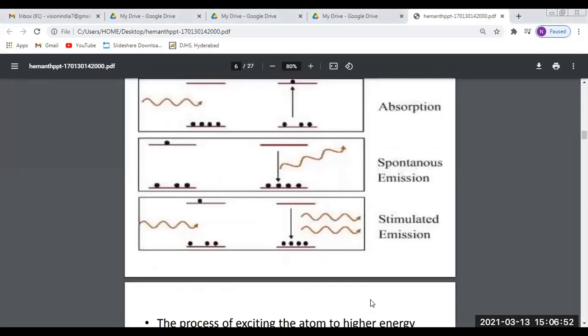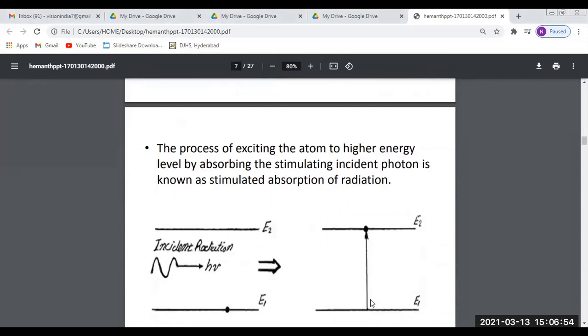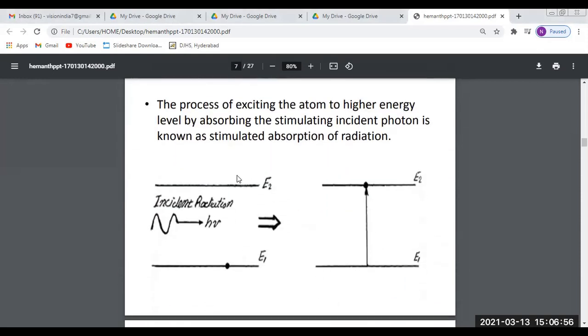So now as we move to the next one, see, you can just see the sentences, what is actually the stimulated absorption of radiation. We just discussed in the last slide the process of exciting the atom to the higher energy state, or we say higher energy level, by absorbing the incident photon. We say that is called stimulated absorption of the radiation, right? So again, this process is known as stimulated absorption or induced absorption, right?